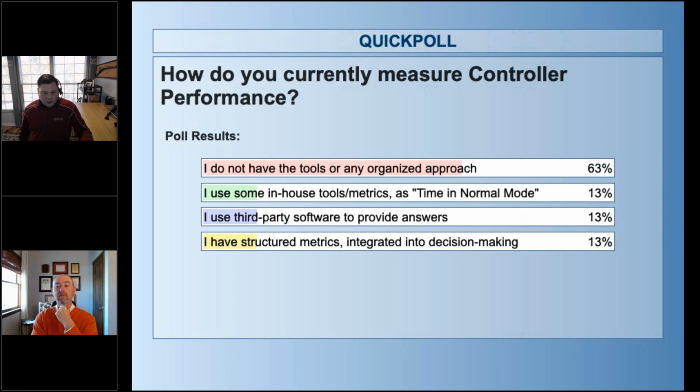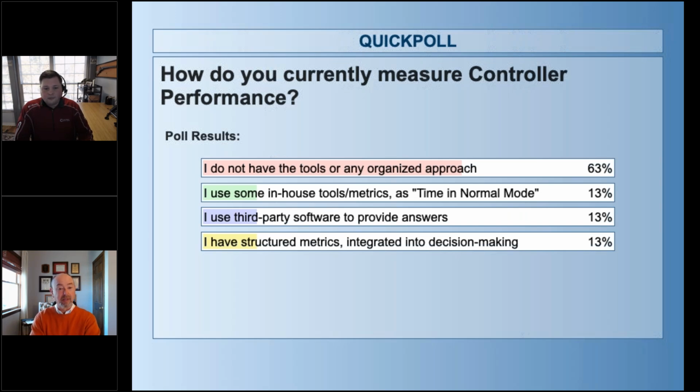Purely reactive, some in-house tools, some third-party tools, some structured, but 2/3 of the group don't do anything, right? That's a great audience for us, right, George? Lots of opportunity. Absolutely. I think the biggest problem with control performance is first even knowing whether or not you have an issue. And if you don't have any kind of approach, you probably don't even know whether or not you have an issue in your plant. So that is a good place to start for us to understand how you would go about making improvements. Why would you even know if you needed any improvements if you don't know where your controller performance is? So that's a really good launching point for us to start.